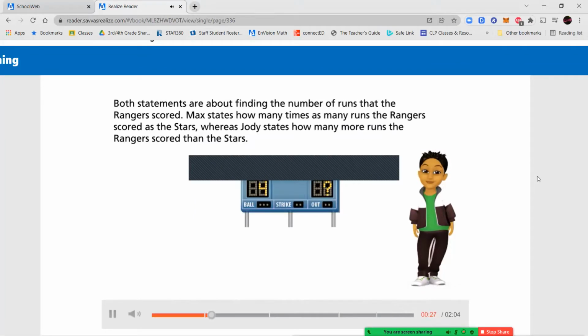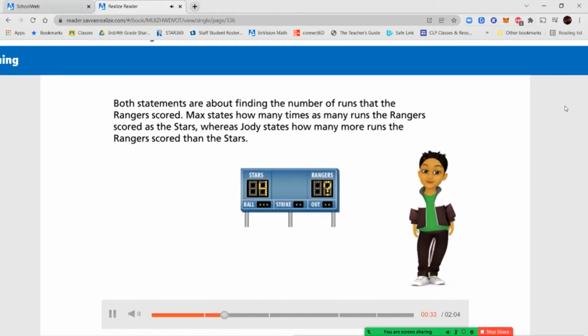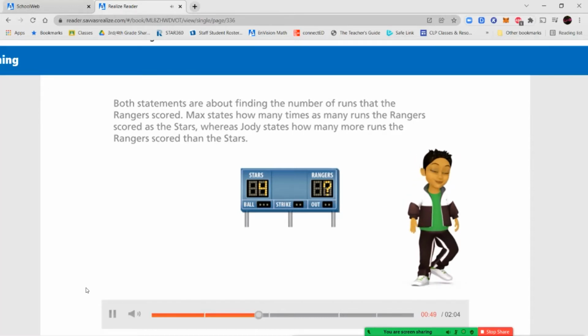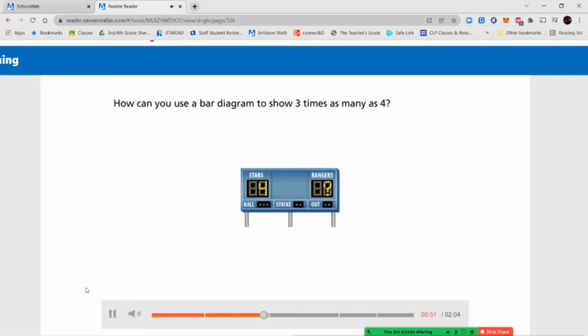Both statements are about finding the number of runs that the Rangers scored. Max states how many times as many runs the Rangers scored as the Stars, whereas Jody states how many more runs the Rangers scored than the Stars. You can use multiplication and addition to compare the number of runs made by each team. How can you use a bar diagram to show 3 times as many as 4?